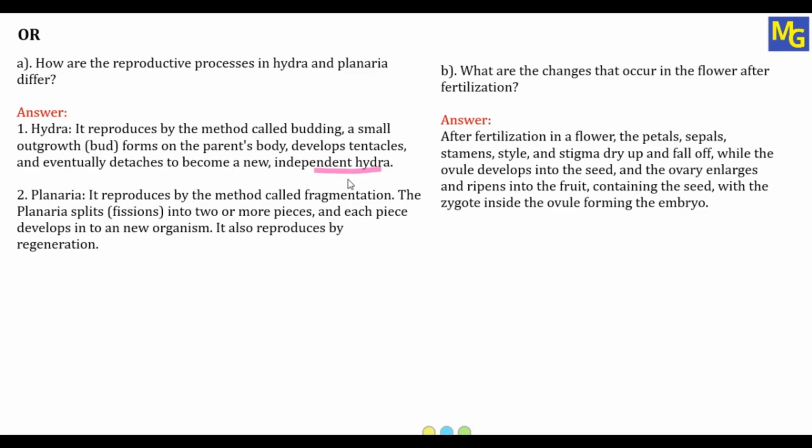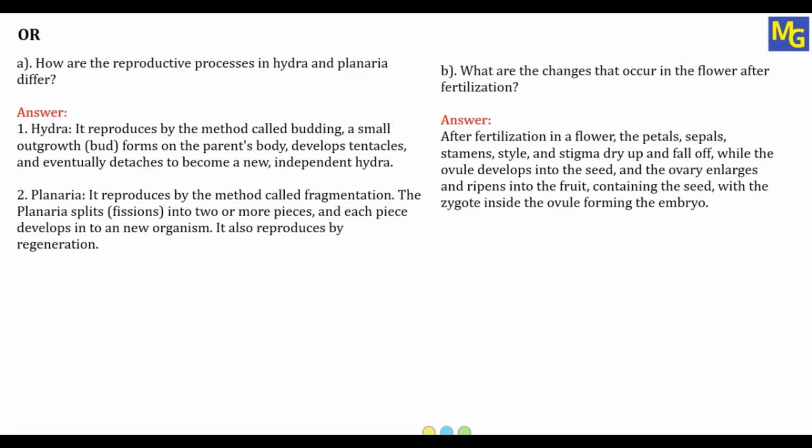See, here it is very simple. In Hydra we can say budding. Bud means a small outgrowth which will be formed on the parent's body. That outgrowth starts growing, and after some time it develops tentacles. When it becomes mature and is ready to survive independently, it detaches, gets separated from the parent and grows as an independent Hydra. This is the budding process which we can see in the case of Hydra.